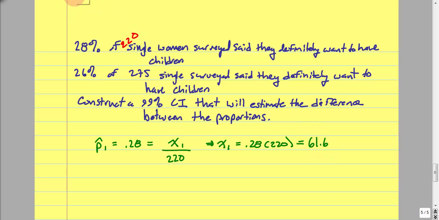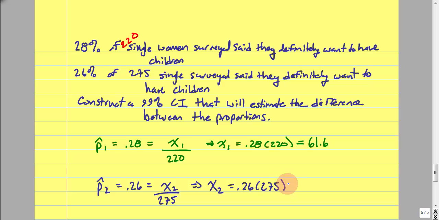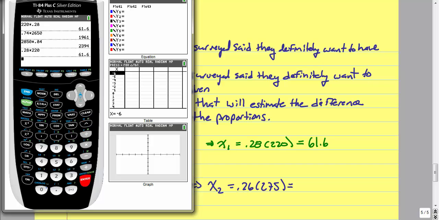But let's go ahead and calculate P hat 2 first. So P hat 2 was 0.26. We don't know the number of men who responded positively out of the 275. So here we have X2, that's X2 right here, is equal to 0.26 times 275. Okay, so let's go ahead and calculate this one as well. See if we get an integer or a decimal. 0.26 times 275. So we get 71.5 here.